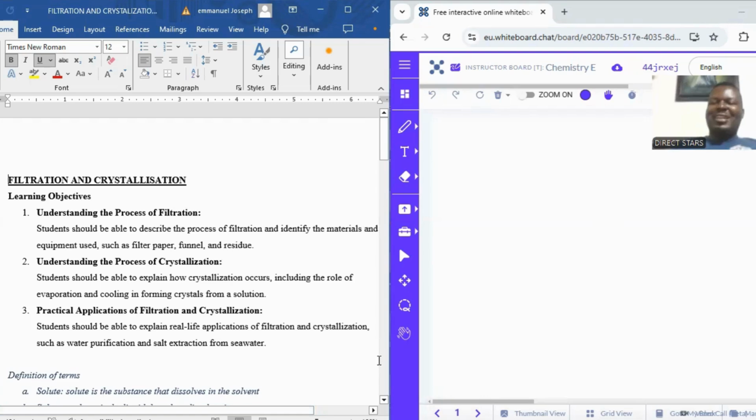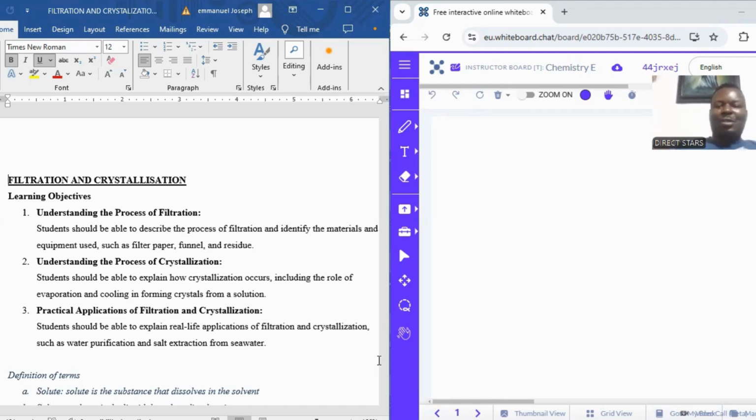So today we'll be looking at filtration and crystallization. You'll recall we treated separation techniques the last time, where we talked about sieving, use of magnets, decantation and other forms of separation techniques. Today we'll be looking at two major types, filtration and crystallization.